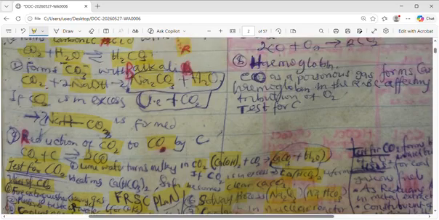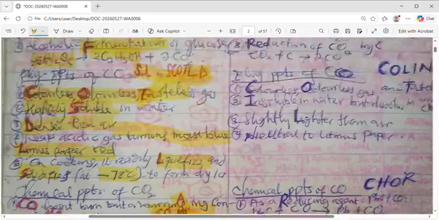Then letter L is leavening agents. It can be used as a leavening agent in baking bread. To bake bread, it will be used as a leavening agent. That means to make it swell. Then the next letter is N. So N means nuclear reactor. In a nuclear reactor, that's your machine, it can be used as a coolant, because that nuclear reactor has great energy, so it can be used to cool it. So that's the end of carbon dioxide as one of the oxides of carbon.